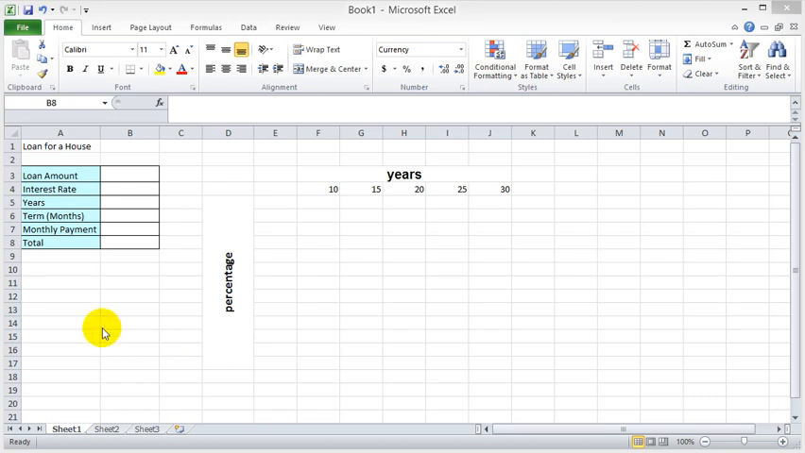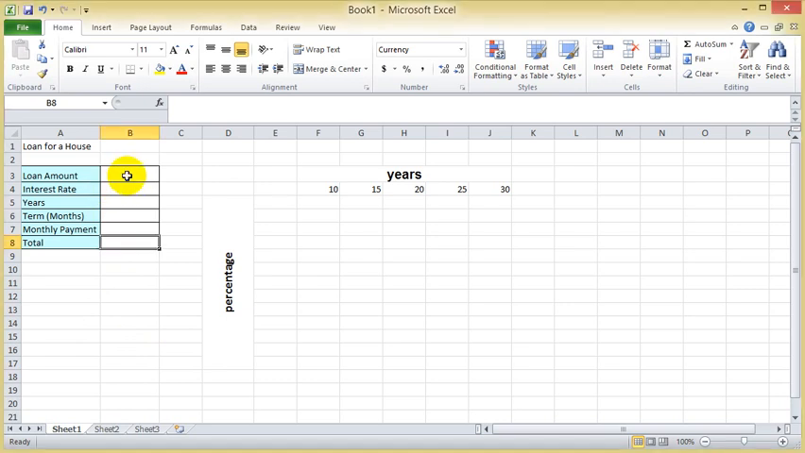Hi, today we're going to do a loan for a house, and we're going to do a two variable table. Okay, so we're going to start with the loan. Let's say the loan amount is about a $150,000 house. 150, not 15. And the interest rate, we're going to say we have a great interest rate of 3.5%, for 30 years.